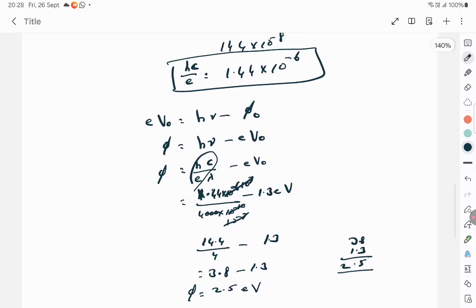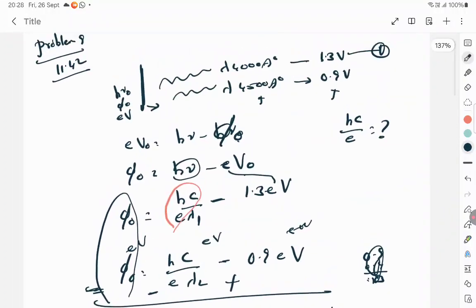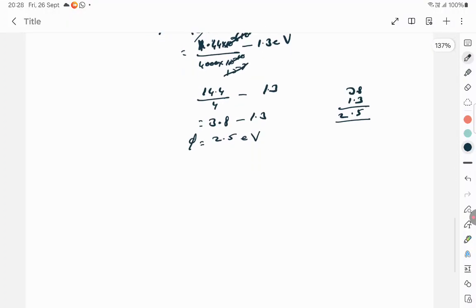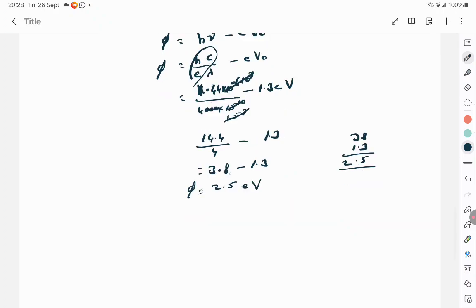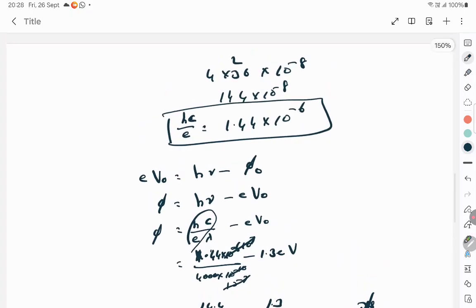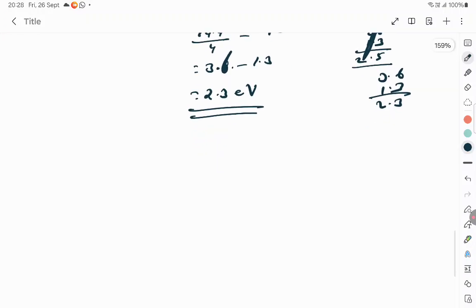14.4 hc by e. Yeah, it's 14.4 into 10 to the power minus 6, and we've taken it as 4000 Angstrom, which is correct. Yeah, 4000 for 1.3, just like a linear equation, I'm substituting 1.3. And I get 4 3s are 12, 24, 6 4s are 24. So then we sorted it: 3.6 minus 1.3 is 2.3, so the answer is 2.3 electron volt. Beautiful sum. You cannot proceed using the previous method because the question is to determine hc by e and therefore find the work function. That makes the sum a little complicated.